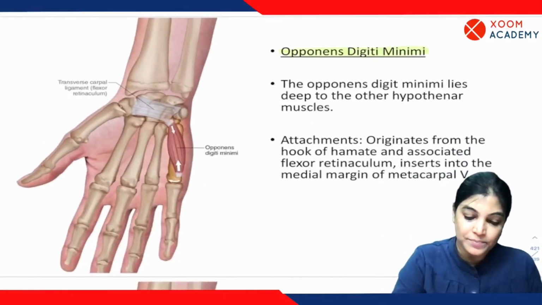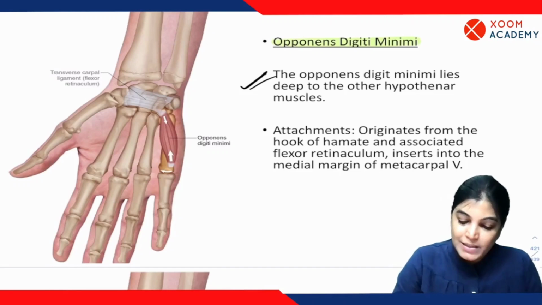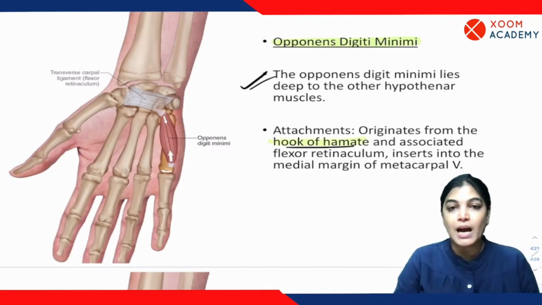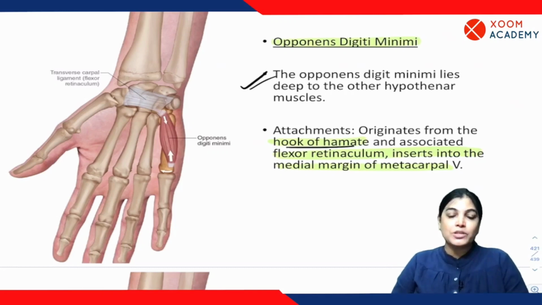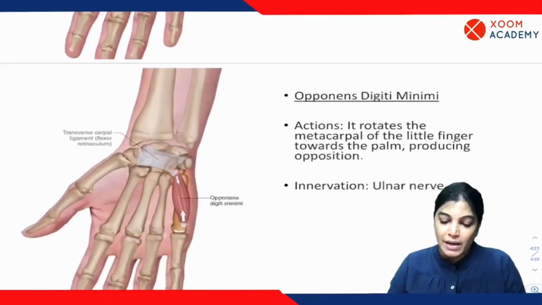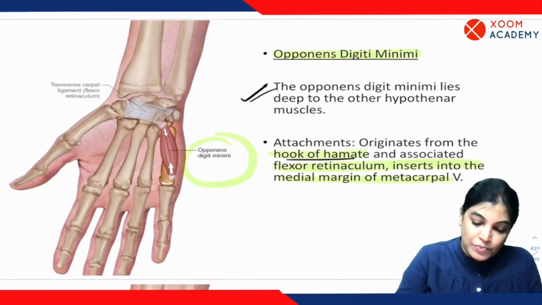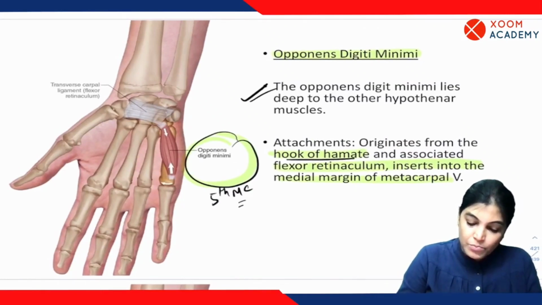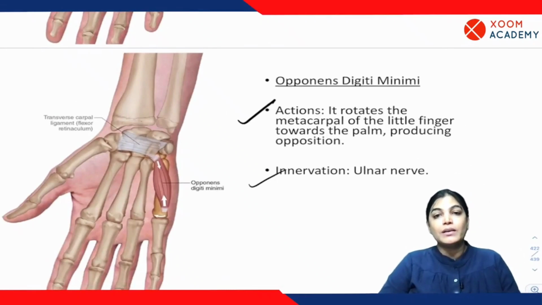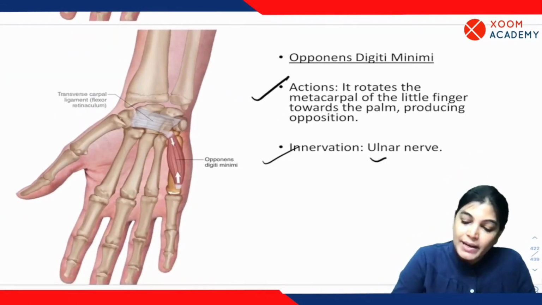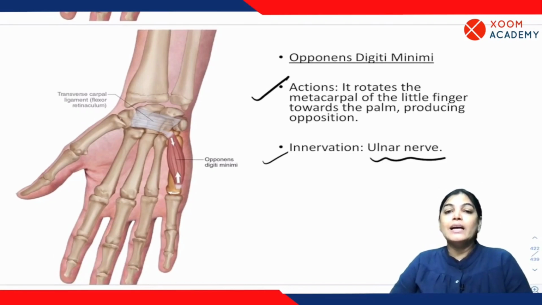Firstly, the opponens digiti minimi lies deep to the other hypothenar muscles, which I have already told. If I talk about its attachment, it is attached to the hook of hamate, the medial carpal bone, and the adjoining part of the flexor retinaculum. What about the insertion? It inserts onto the 5th metacarpal bone. Action: opponens digiti minimi rotates the metacarpal of the little finger and produces the movement of opposition. Nerve supply: all the muscles of the hypothenar eminence get innervation from the ulnar nerve.